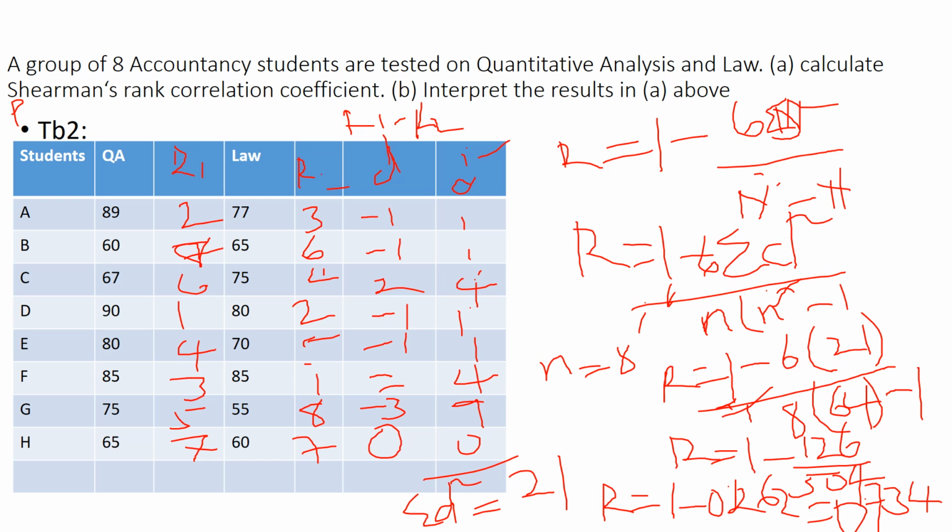In the second part we are told to interpret the result. We can say that there was a highly positive correlation between the performance in quantitative analysis and law. And that brings us to the end of our session.